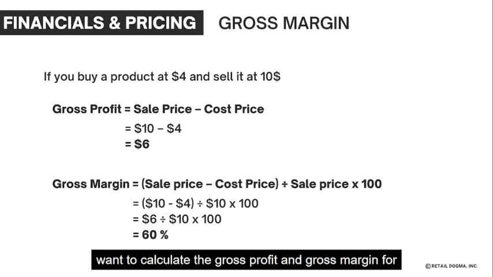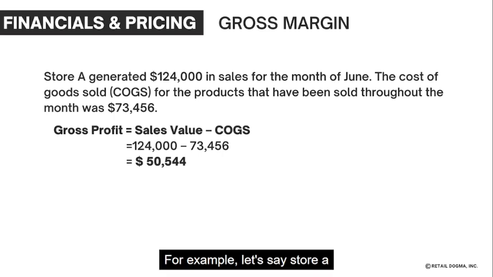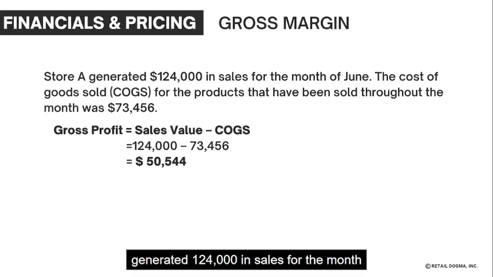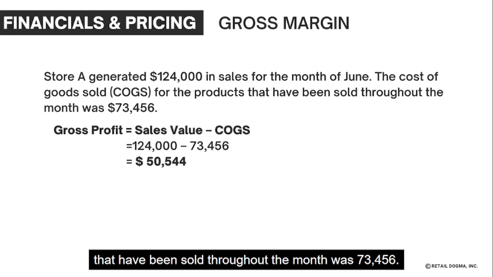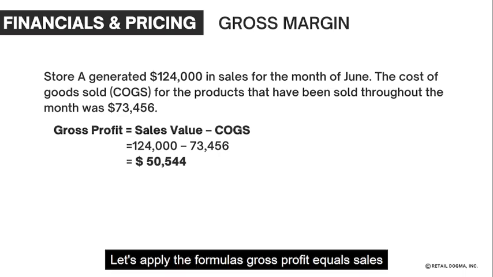When you want to calculate the gross profit and gross margin for the entire business for a certain period of time, you apply the same formula, but on the entire sales value instead of the price of a single item. For example, let's say store A generated $124,000 in sales for the month of June. The cost of goods sold, or COGS, for the products that have been sold throughout the month was $73,456.